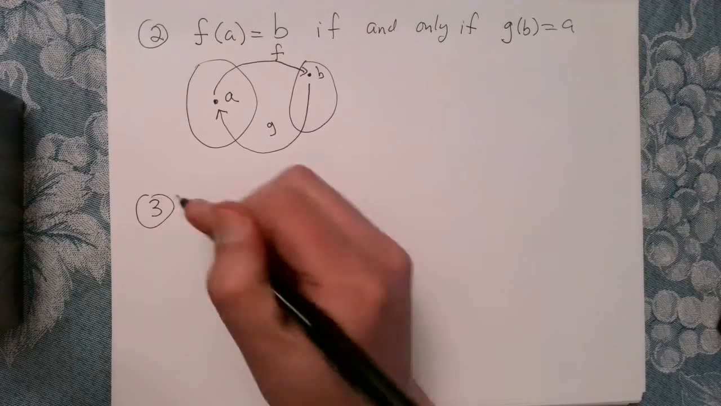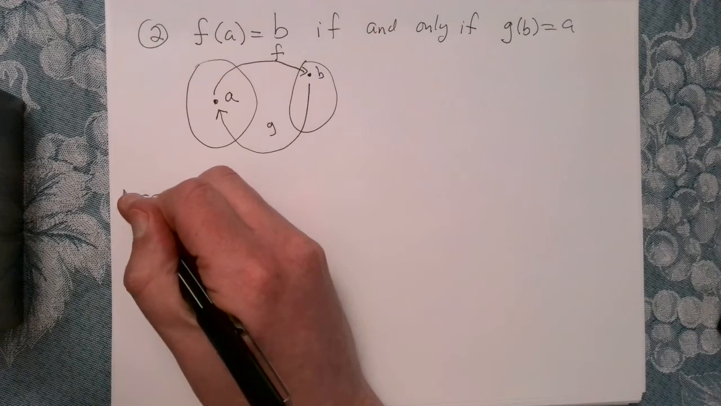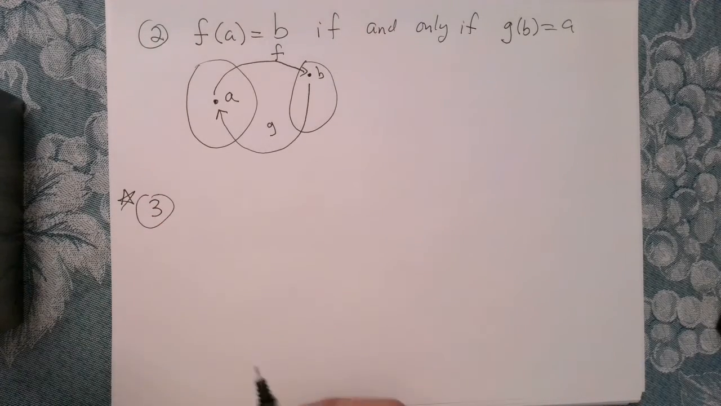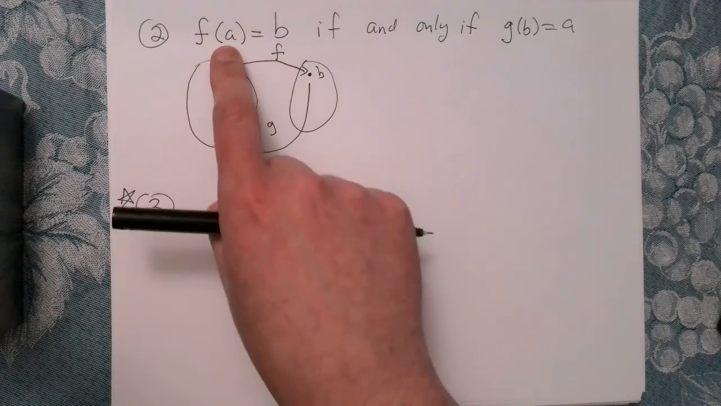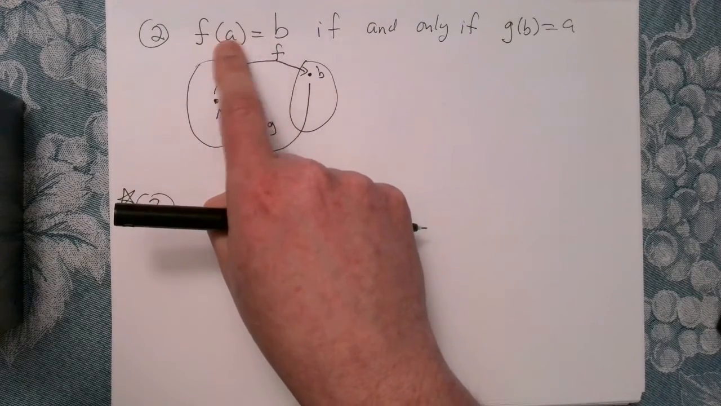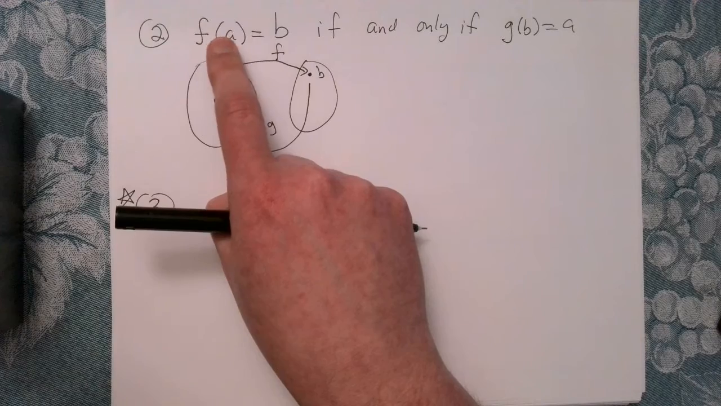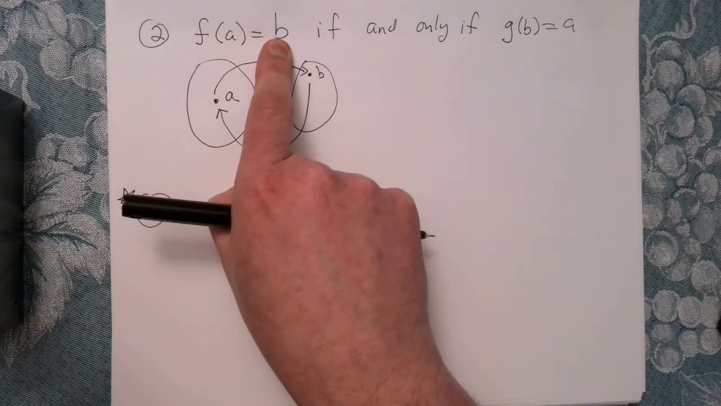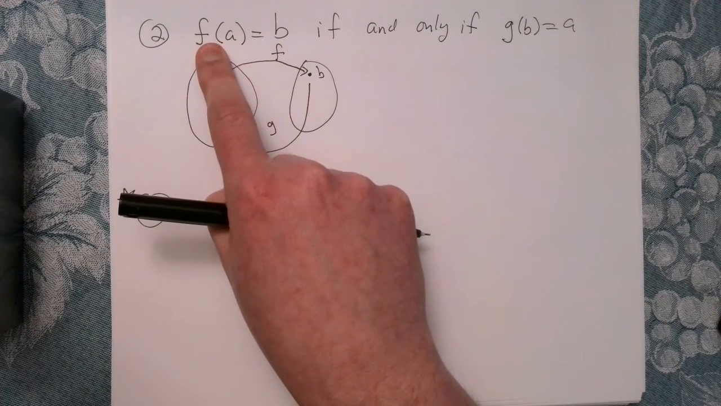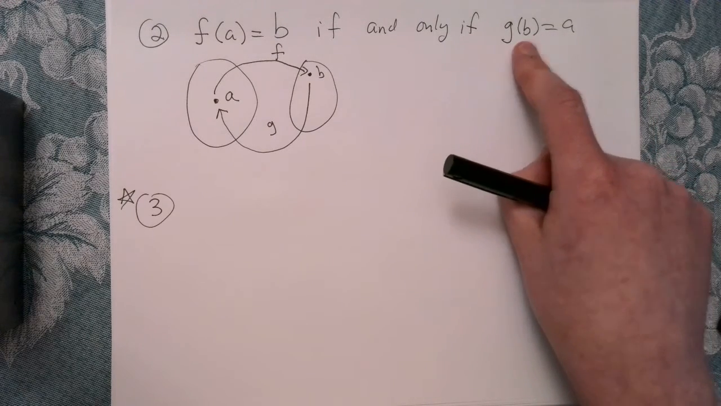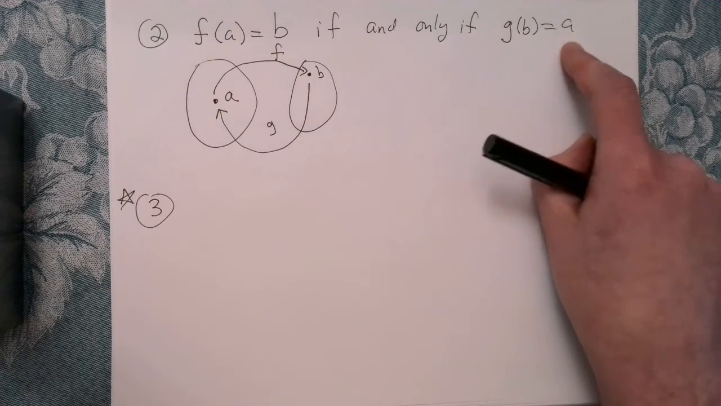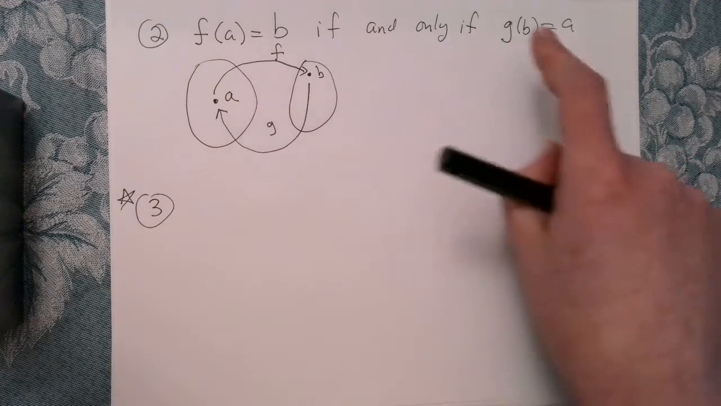So 3, I'm going to star because this actually leads to an important realization. Before I write this, let's make an observation. That's an input and that's an output. This specifically tells me that the ordered pair (A, B) is on the graph of f. What does this tell you about ordered pairs? Well, this tells me that the ordered pair (B, A) is on the graph of g, and we're going to make a connection with that in a moment.